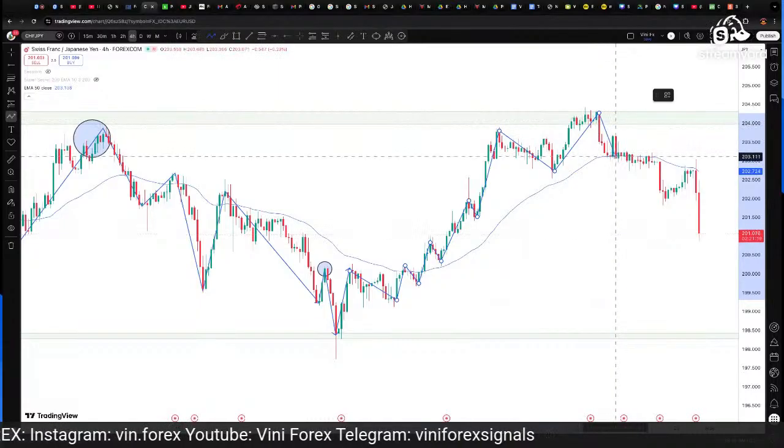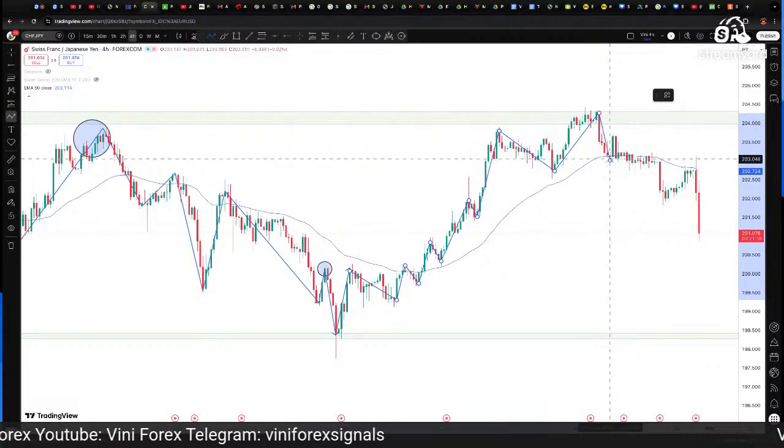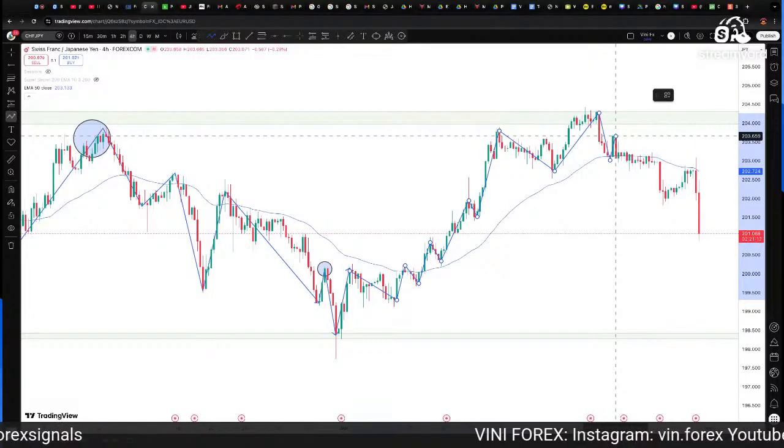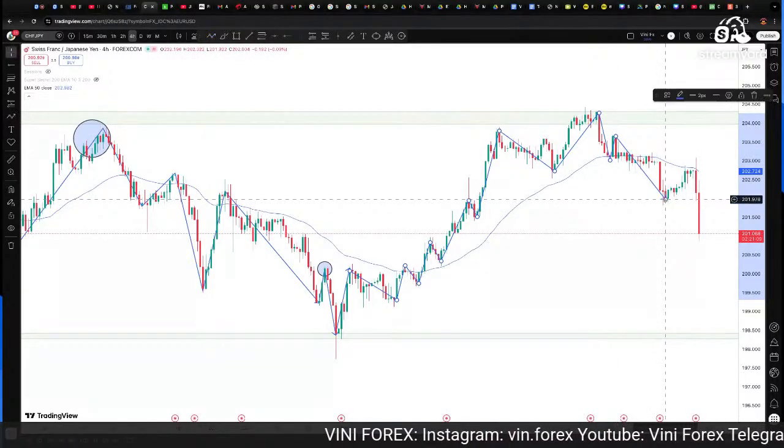After a higher high, it came here and gave you what? A lower high. The trend has changed. After a lower high, it came down to give you what? A lower low.